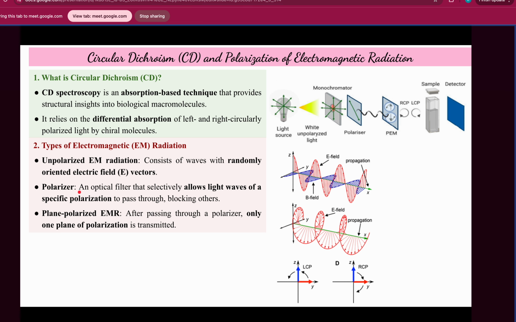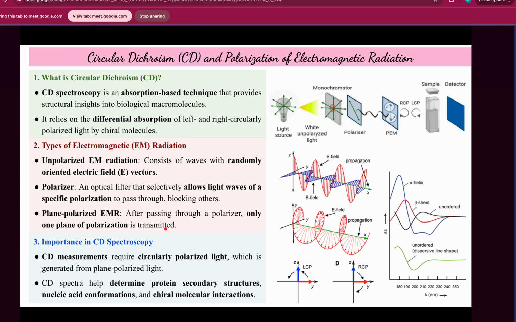A polarizer is a device that selectively allows light waves of a specific polarization to pass through it, and it will block the other light. For example, it will only allow the light which is passing in the Z plane. Only that will be passed, and the Y plane and the X plane will not be allowed to pass. That is the work of a polarizer. Plane polarized EMR means plane polarized EM radiation. After passing through a polarizer, only one plane of polarization is transmitted. That is known as polarization.